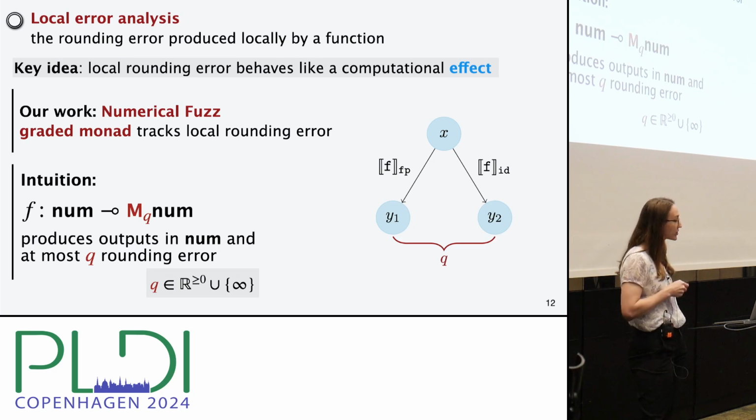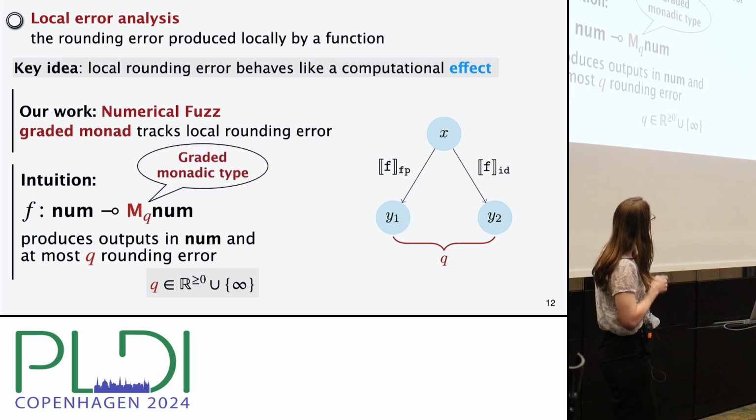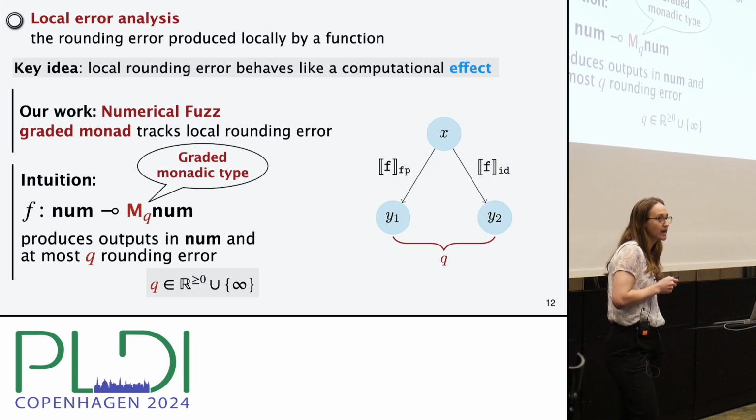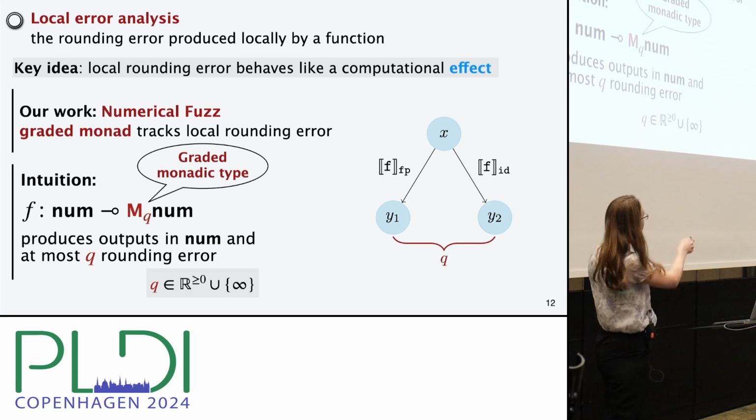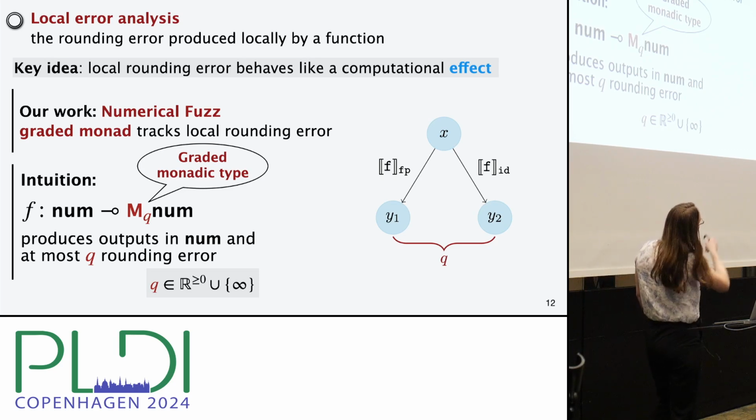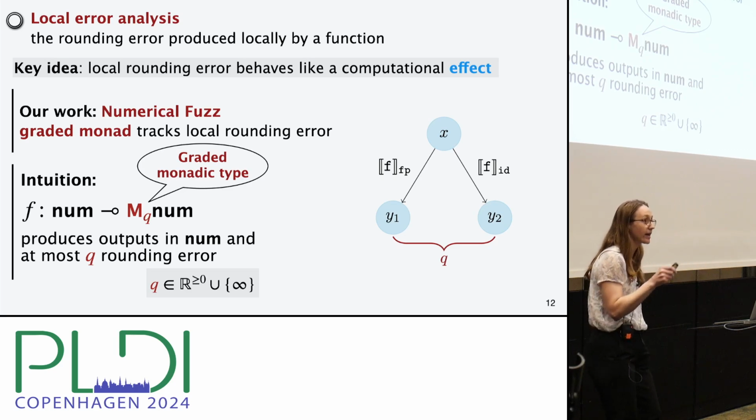Okay, so if we have a function that returns a value of the following graded monadic type, then it produces numeric outputs and at most q rounding error, where q is an extended positive real number. And you can see now we've replaced the local error in our little diagram by this value q. That's the grade on the monadic type.